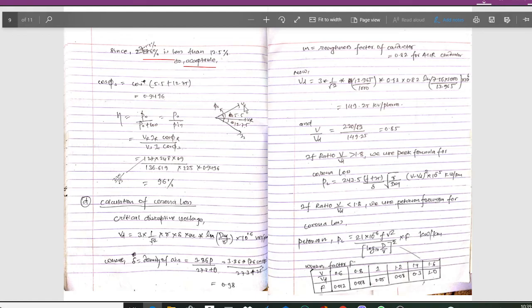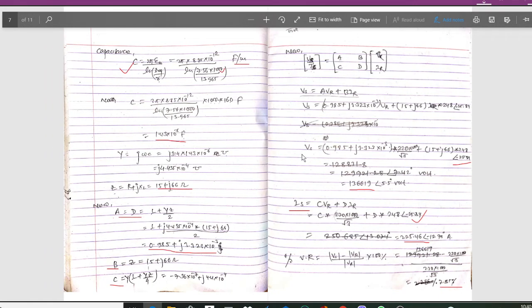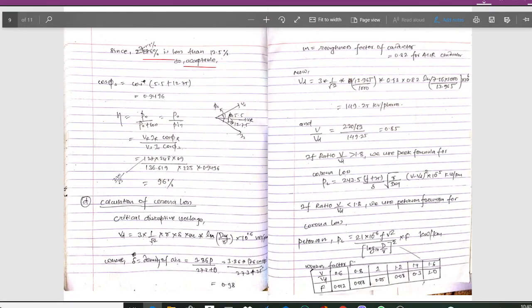And here from the voltage phasor diagrams, we have calculated the value of Vs as 136619, and its angle is 5.5. Similarly for Is, its angle is minus 12.75. So if you draw the voltage phasor diagram, the value of cos phi should be cos of 5.5 plus 12.75, so the total value of cos phi should be 0.9496.